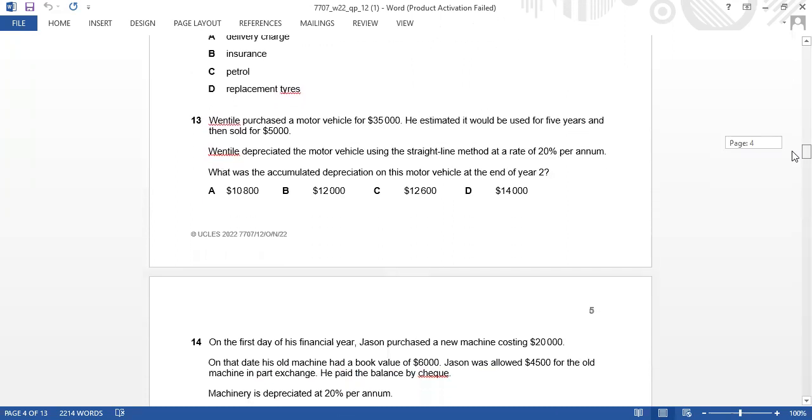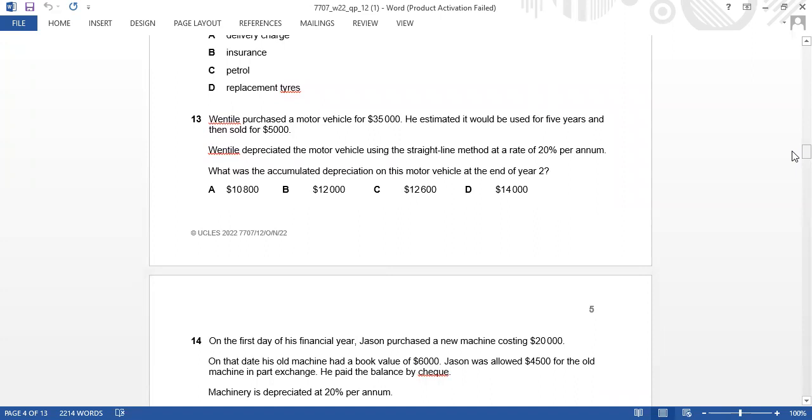Question 13. When Tile purchased a motor vehicle for 35,000, he estimated it would be used for 5 years and then sold for 5,000. When Tile depreciated the motor vehicle using the straight line method at a rate of 20% per annum, what was the accumulated depreciation on this motor vehicle at the end of year 2? In year 1, he purchased a motor vehicle of 35,000, and estimated it would be used for 5 years and then sold for 5,000. That 5,000 is the residual value, and the useful life is 5 years.